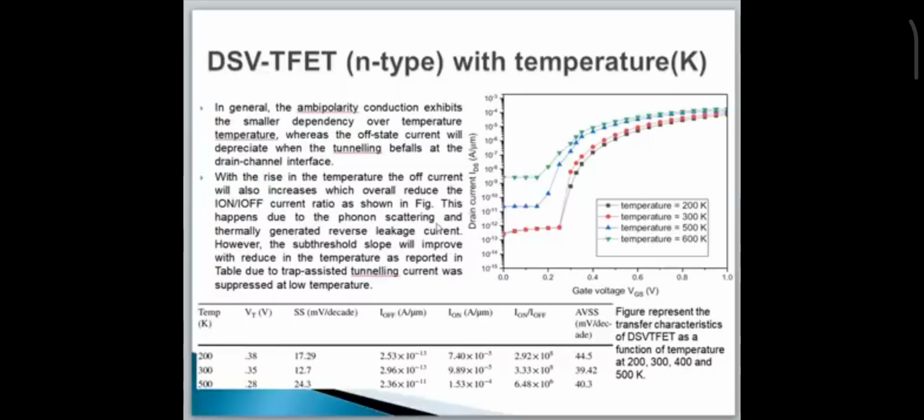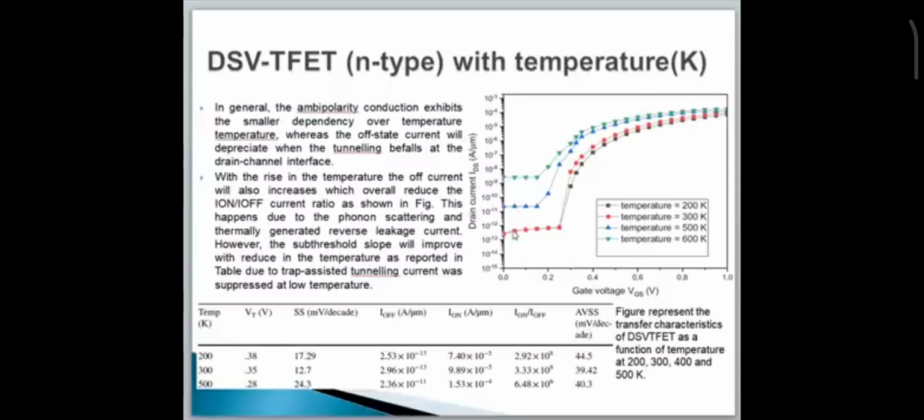Simply, if you are increasing the temperature, this will increase the phonon scattering in the device. This will generate more reverse leakage current in the device. You can note from the figure, if you are increasing the temperature from 200 Kelvin to 600 Kelvin, the off current starts increasing due to the thermally generated reverse leakage current.